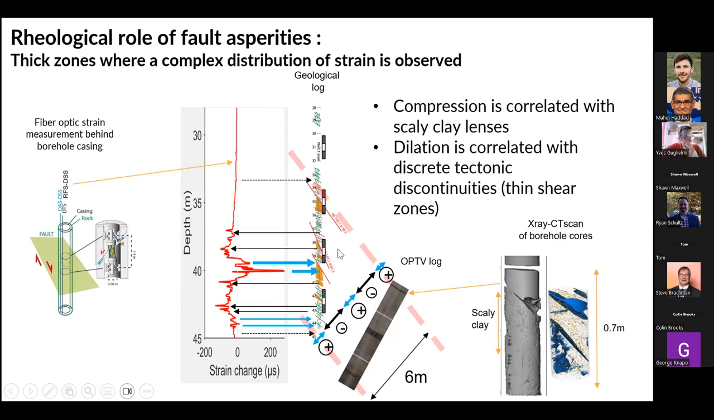And I think the other interesting point is that you see some positive peaks in strains. You see that I tried to figure these blue arrows, but also some negative ones. So it means that inside that asperity, you have some zones where you have an extension along the borehole axis, and some zones where you have a contraction at the same time, because that curve is a snapshot, I would say, of the strain distribution at one given time during the experiment.